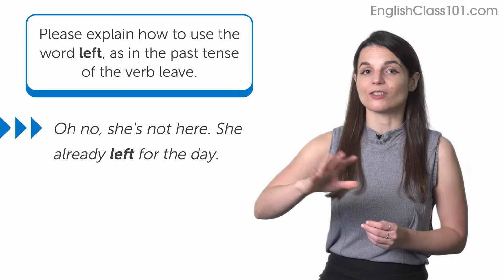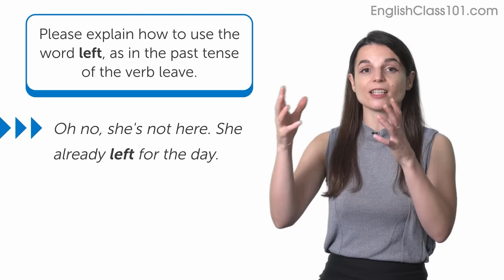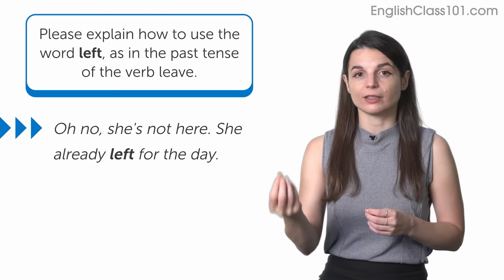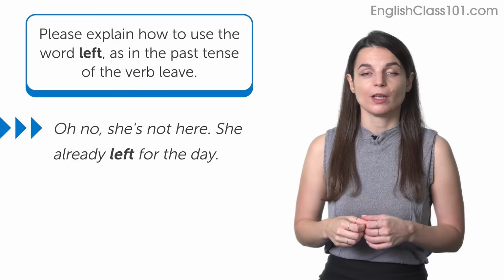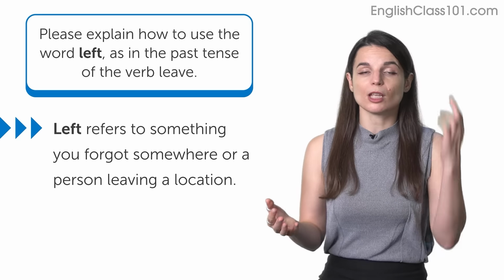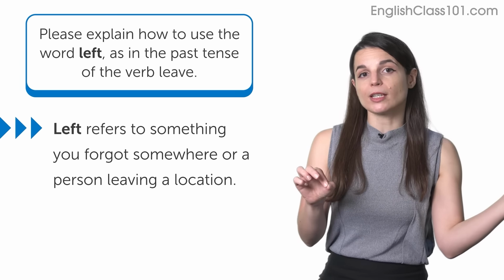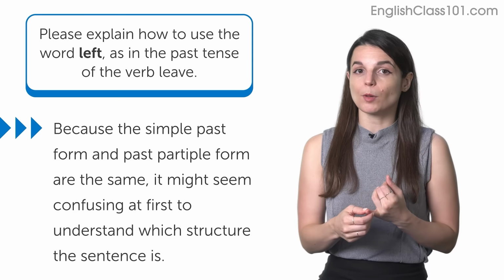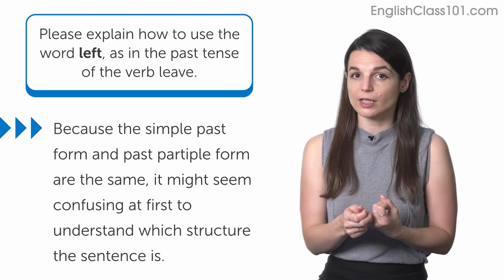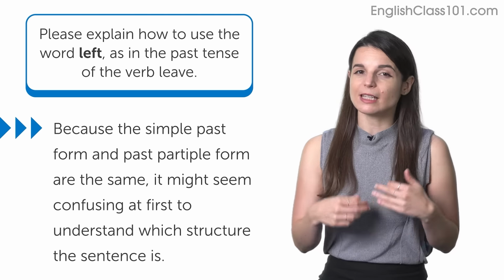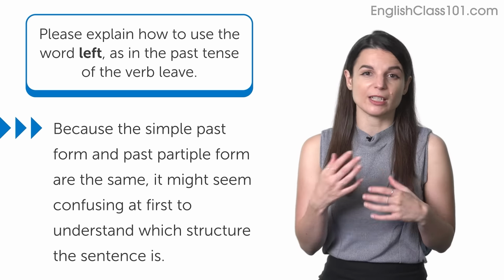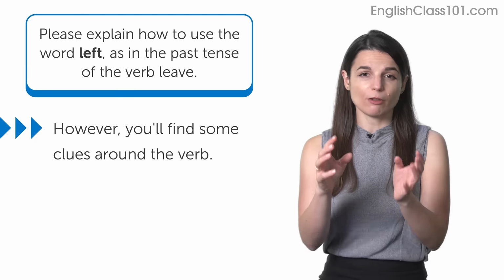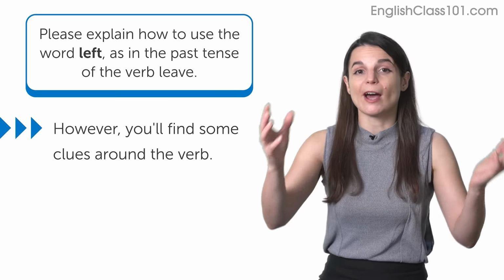So this left is the past participle form of leave. That means this person is no longer in the office. She has already decided to go home for the day. So this form of left is the past participle form. So left refers to something that you forgot somewhere or a person leaving a location, as in my other example there. So because the simple past form and the past participle form are the same, it might seem a little bit confusing at first to try to understand whether it's a simple past structure or a perfect structure. But you'll find some clues in the words around the verb.